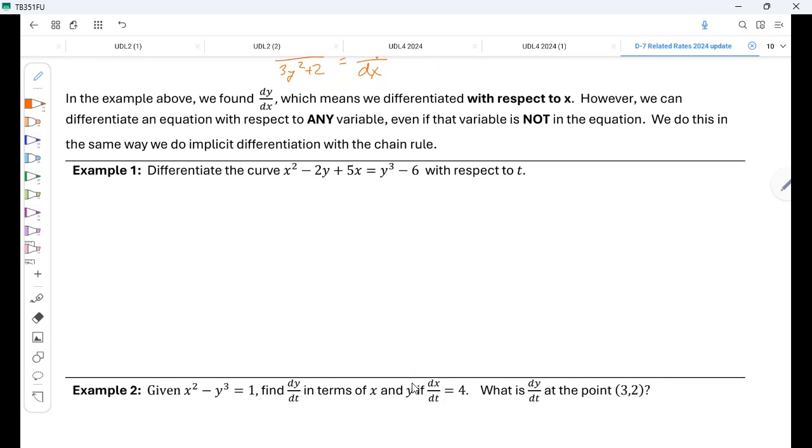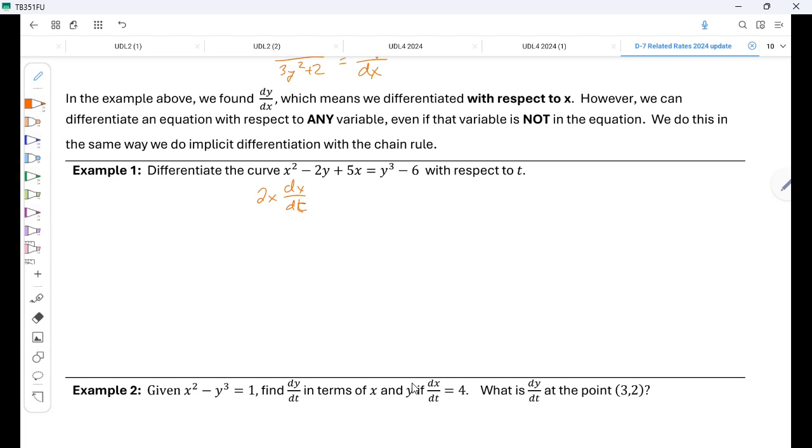Example 1 says to take that same curve and take its derivative with respect to t, a variable that is not anywhere in there. We can do this too. Since there are no t's in there, that means we're not going to leave any variables alone. So doing the same thing, I can differentiate this curve, and I could get 2x, but since I'm taking with respect to t, I've got to write dx dt.